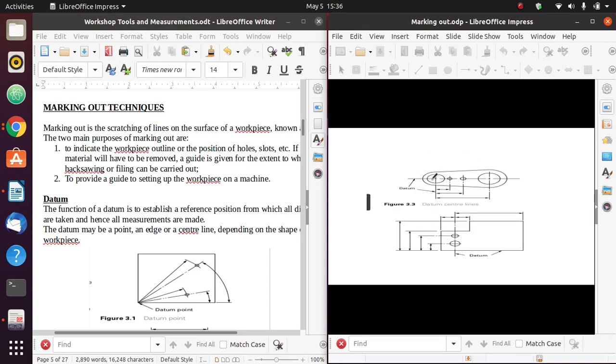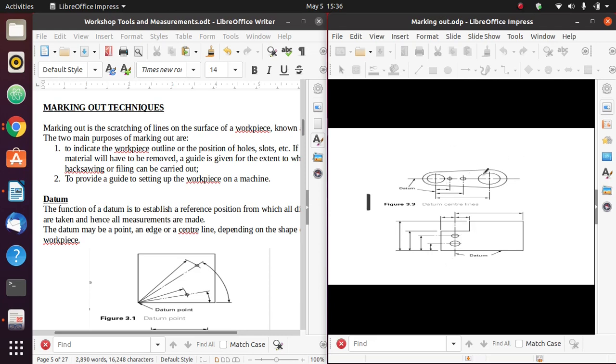If I'm taking a point datum as the center of this circle, then these two center lines that are intersecting are what will be the datum of this workpiece. And the datum is usually determined by the shape of the workpiece.